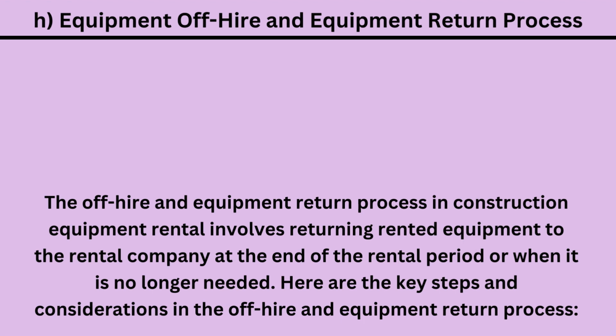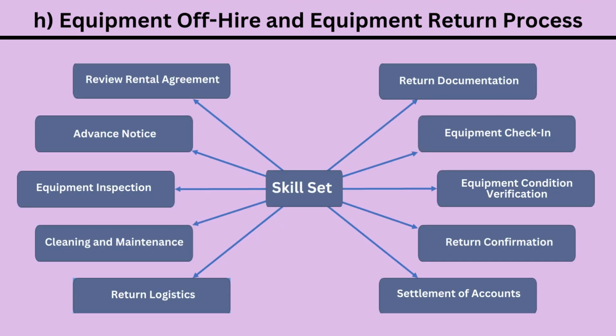H. Off-hire and equipment return process. The off-hire and equipment return process in construction equipment rental involves returning rented equipment to the rental company at the end of the rental period or when it is no longer needed. Here are the key steps and considerations in the off-hire and equipment return process. 1. Review rental agreement. 2. Advance notice. 3. Equipment inspection.